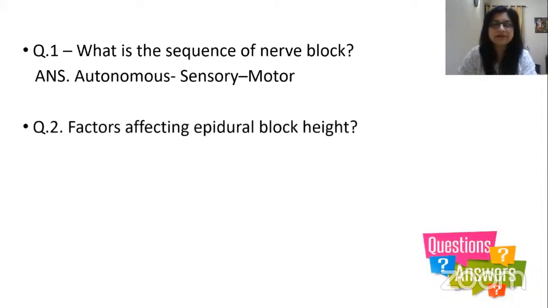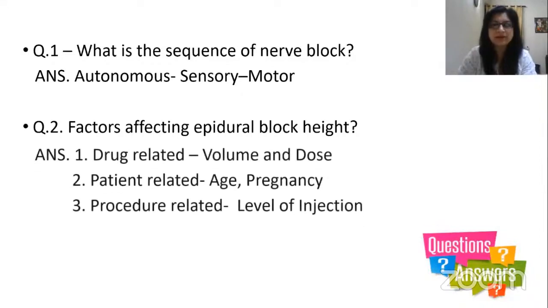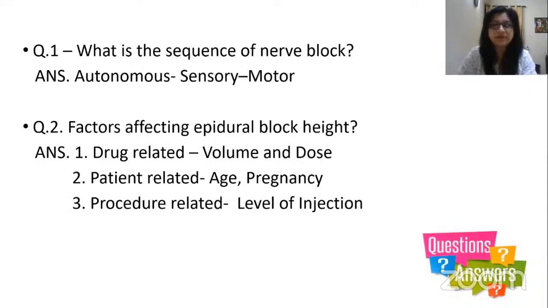Question number 2 is factors affecting epidural block height. There are a variety of factors related to epidural block height. First, drug-related factors: volume and dose of local anesthetic are the most important drug-related factors. 1 to 2 ml of solution should be injected per segment to be blocked. Additives such as bicarbonate and opioids influence onset, quality, and duration of analgesia and anesthesia, but these do not affect spread.